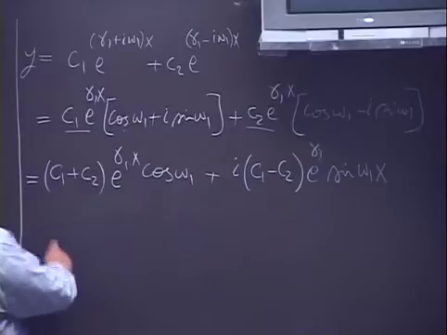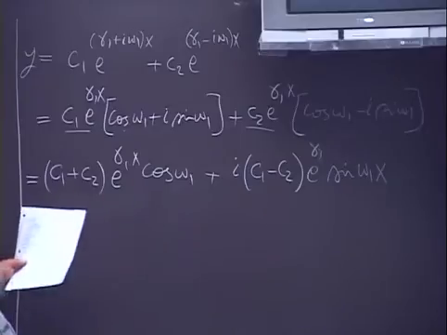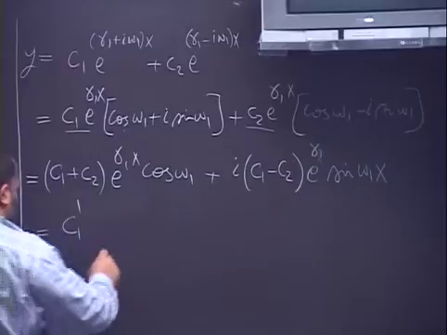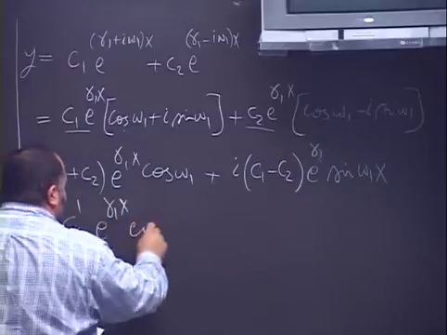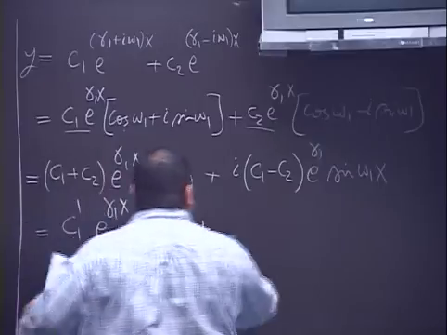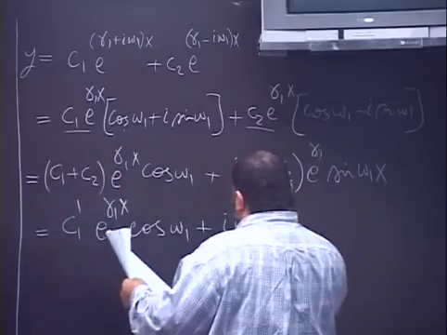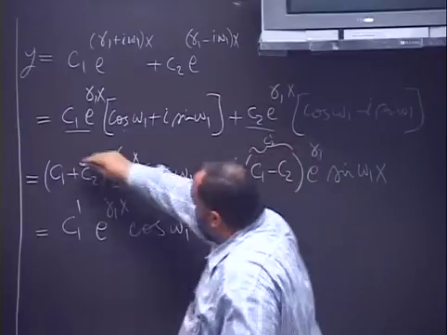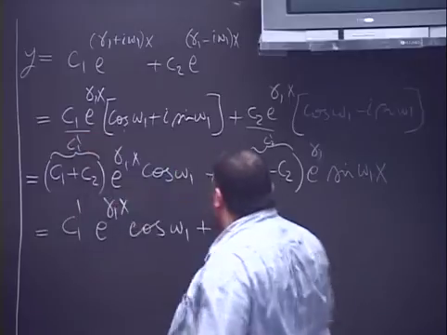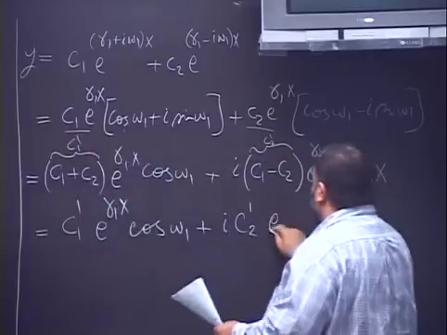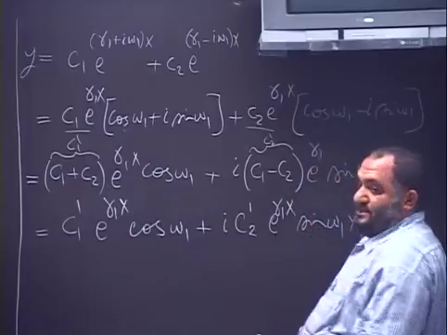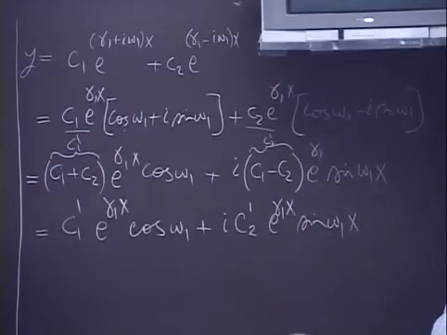Okay, guys? C1 and C2 are constants, so we can call this C1 prime multiplied by e to the power of gamma 1 x cosine omega 1 x, plus i C2 prime, we will call this C2 prime, and we'll call this C1 prime. So C2 prime multiplied by e to the power of gamma 1 x sine omega 1 x. Do you have any question? Should it be cosine omega 1 x also?